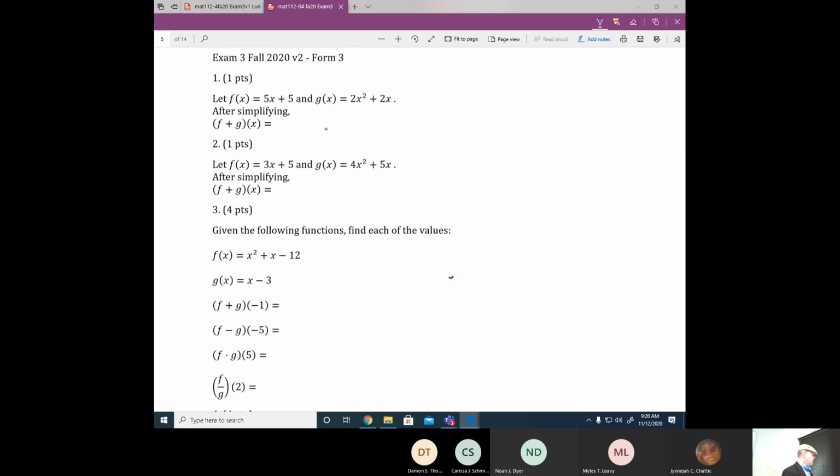So looking at this first problem, adding two functions together, we have this function f of x. There's what he is. He is 5x plus 5. And this guy, g of x, just whatever number I take, square it, and add 2 times that function. F plus g, I'll do my work over here.